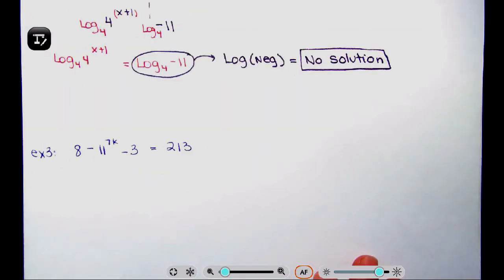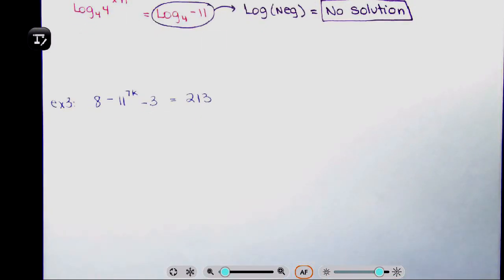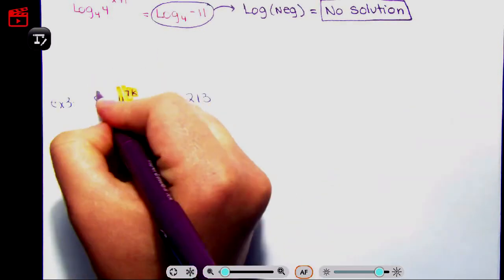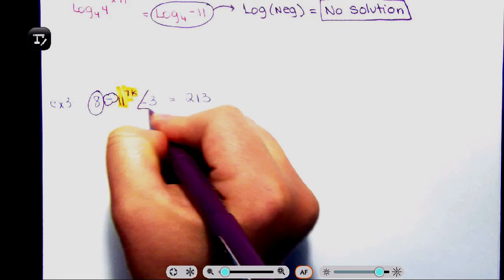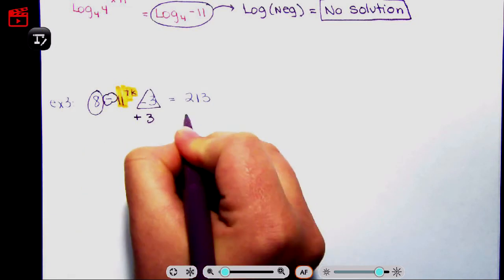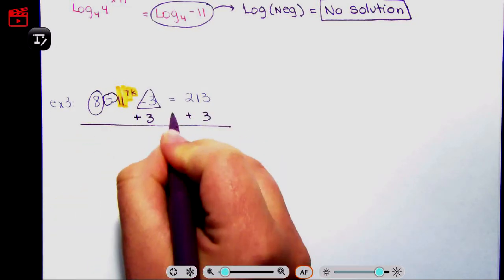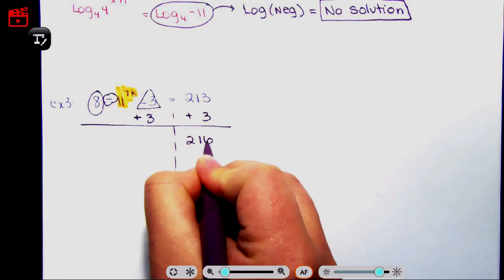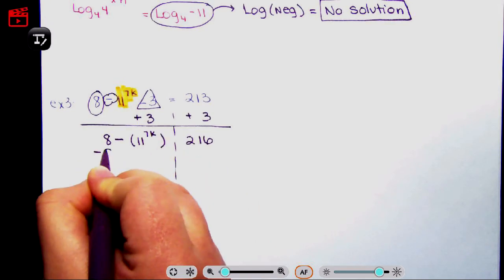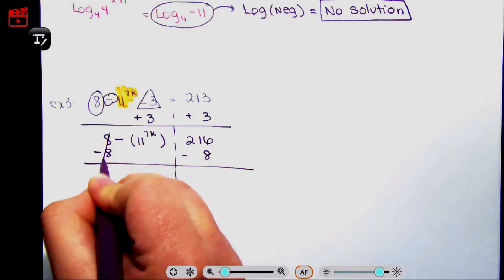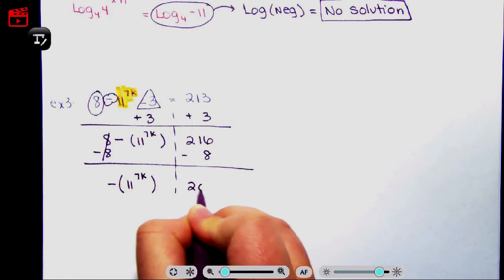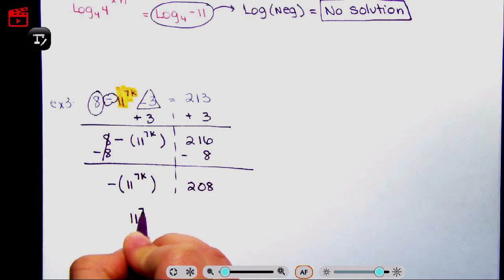Let's continue. Let's do one more example. Okay, this one has a lot happening. Here's my base, here's my exponent. I have an 8, I have a minus, and I have a negative 3 that I need to get rid of. I'm going to start by adding 3 to both sides. So I have 216 equals 8 minus 11 to the 7k power. I'm going to subtract 8 from both sides. I have a negative 11 to the 7k power. This is 208. Again, switching sides.